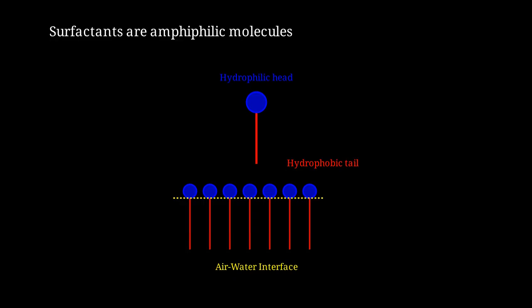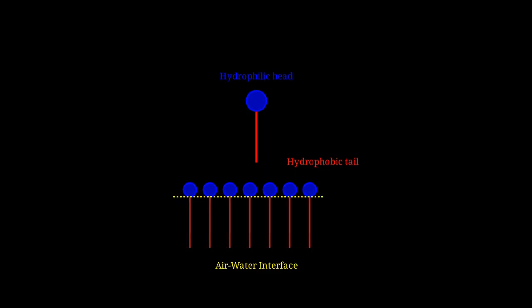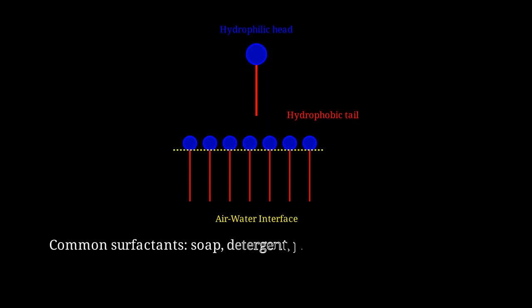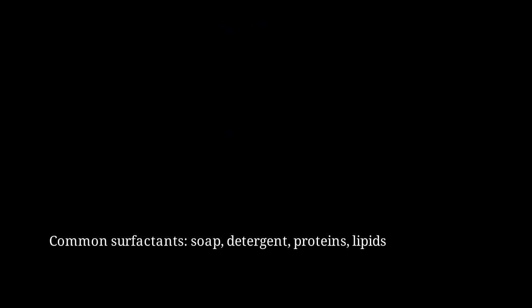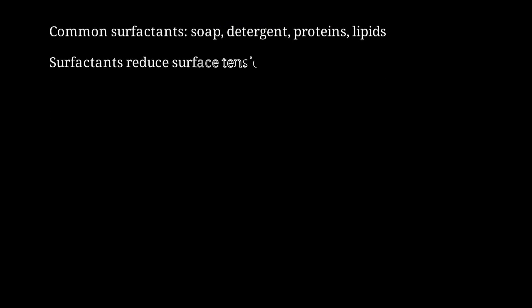At an air-water interface, the molecules orient themselves with heads in the water and tails pointing toward the air. Common surfactants include soap, detergents, proteins, and lipids. Even your saliva contains surfactants, which is why you can blow spit bubbles. Surfactants reduce surface tension dramatically. Pure water has a surface tension of 72 millinewtons per meter, but soapy water can be as low as 25 millinewtons per meter.